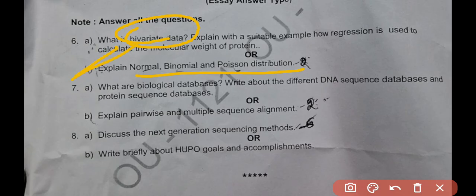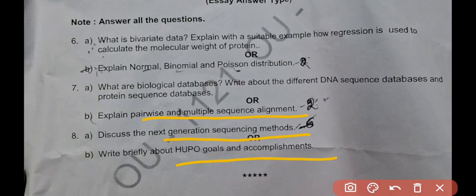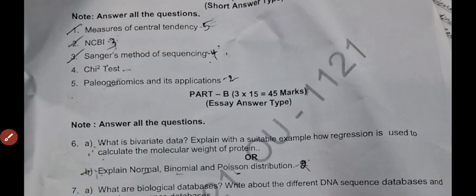If you read this answer, that will be beneficial. Another thing asked here was the biological databases: DNA sequencing database and protein sequencing database. About that, you need to write. And you have to write pairwise and multiple sequence alignment, next generation sequencing methods, and HUPO goal and accomplishment. So this is the paper of your Biostatistics and Bioinformatics from the fourth semester.